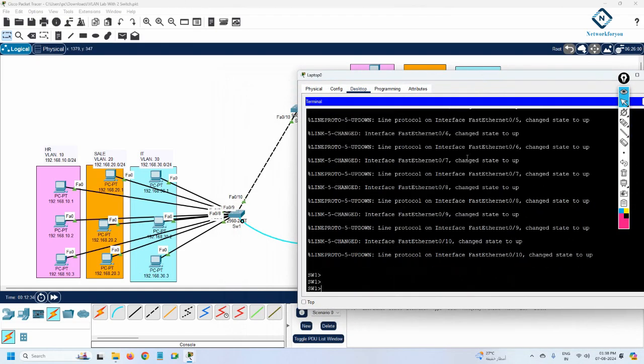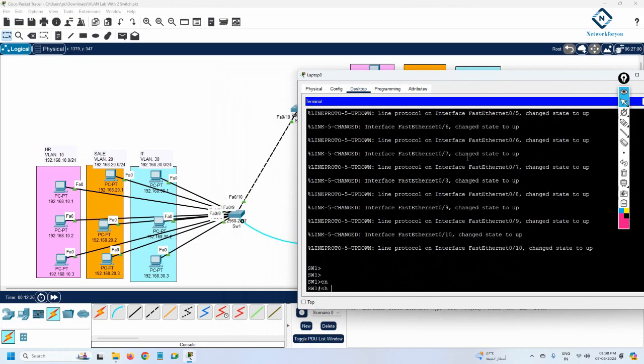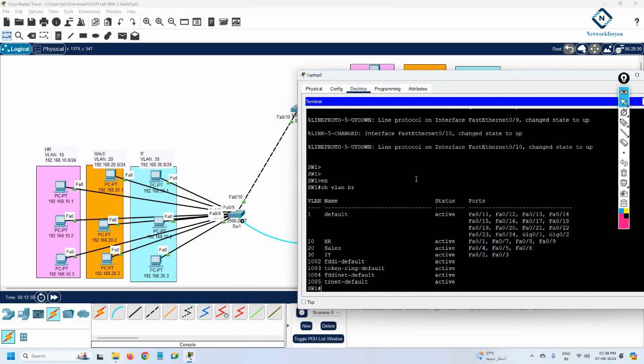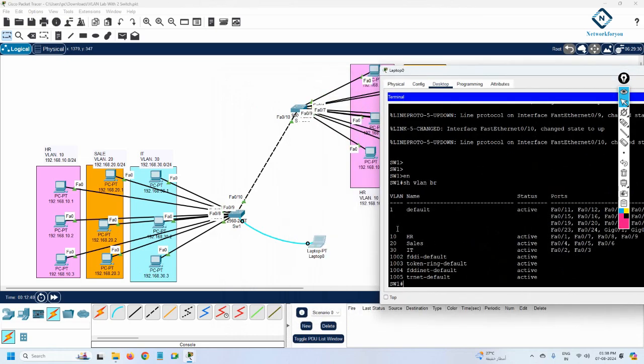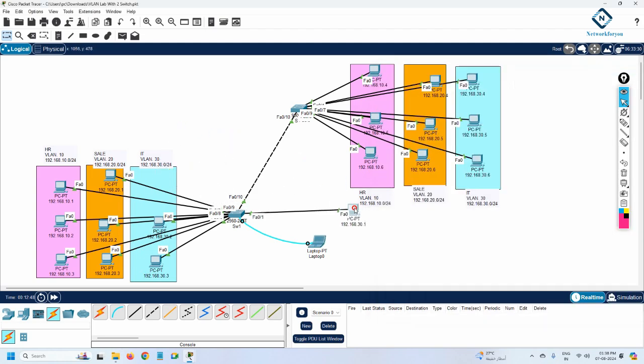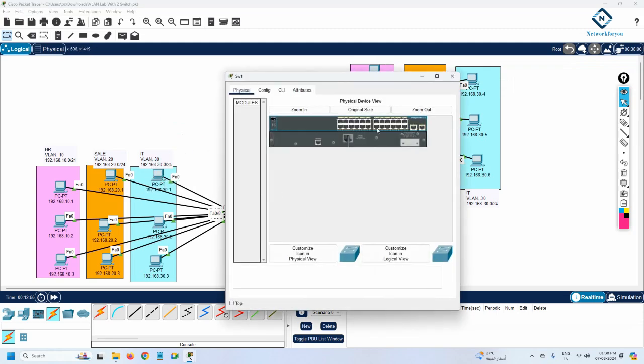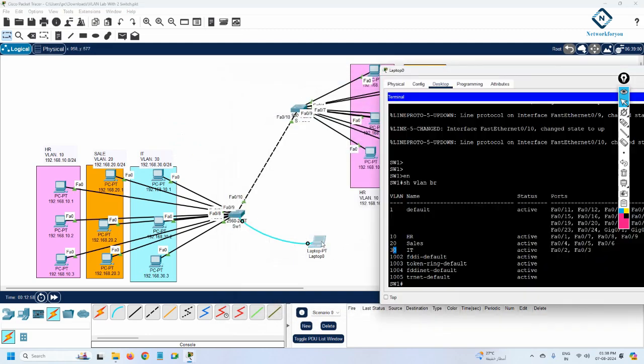So here I will write enable, show vlan brief. So if you check what I wrote here, show vlan brief. So I have VLAN 10, VLAN 20, VLAN 30. So VLAN 30 is there. The issue is in the VLAN 30 PC only, and you can check this PC, what interface, F0/1. Okay, F0/1 is the interface which is having the issue. So let's see where it is. So let me check in this.